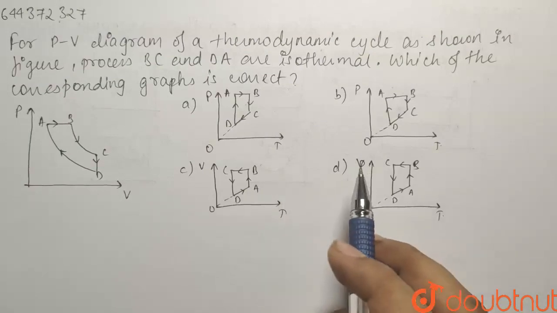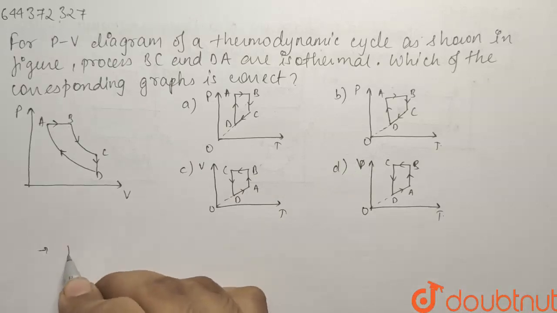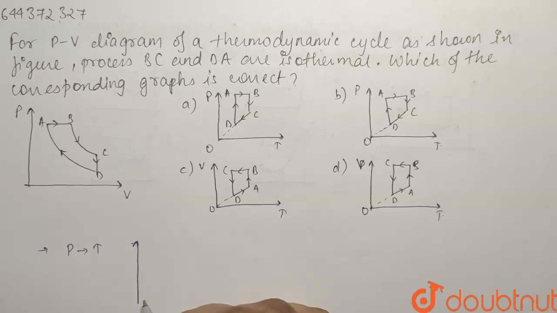Now we have been given PT and VT curves. So I'll directly convert this into PT. So for the PT curve, what we'll have? Your first process is, this is my PT curve. Now your first process is AB, and AB is a constant pressure process.